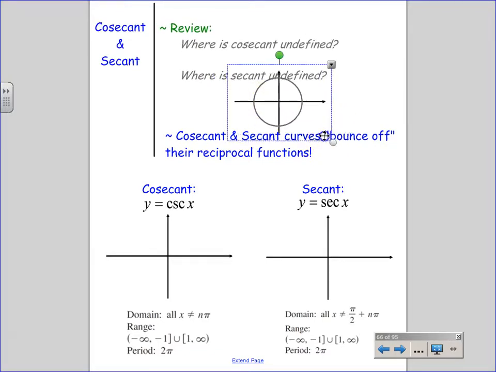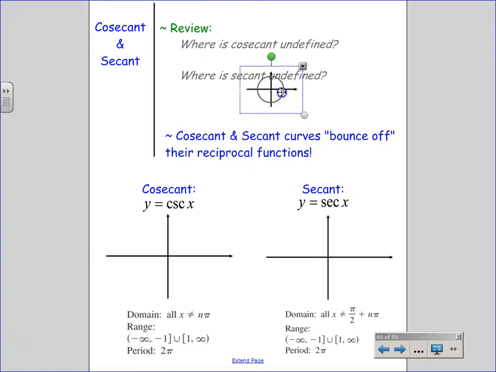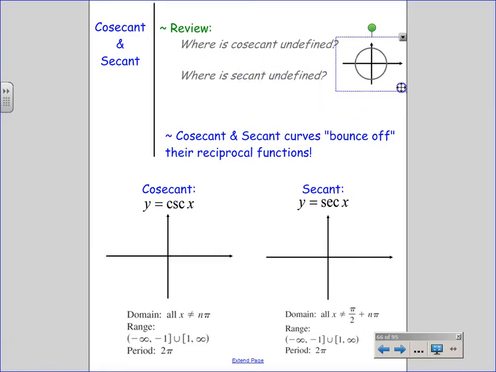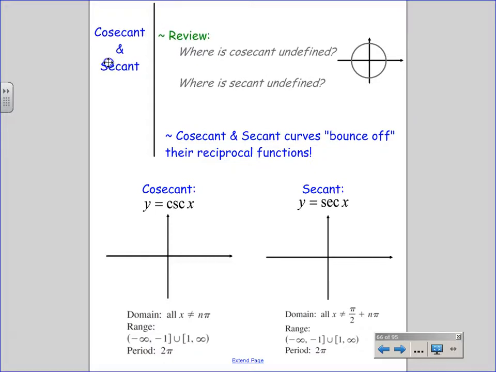Tangent and cotangent, super, super similar. Zeros and vertical asymptotes, but their graphs do look different. Because where tangent has a 0, cotangent has a vertical asymptote. Where cotangent has a 0, tangent has a vertical asymptote. Did I say the same thing twice? Anyway.